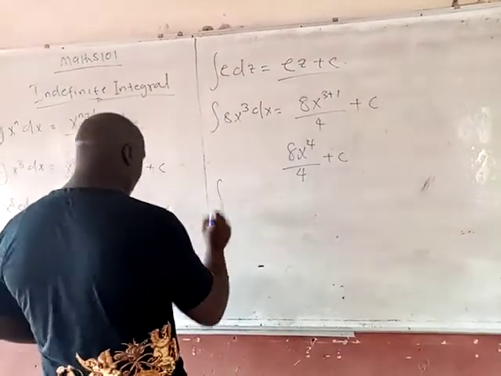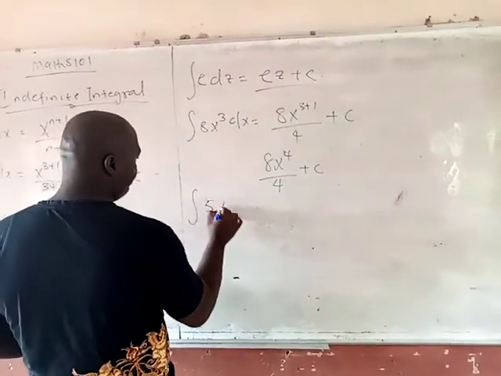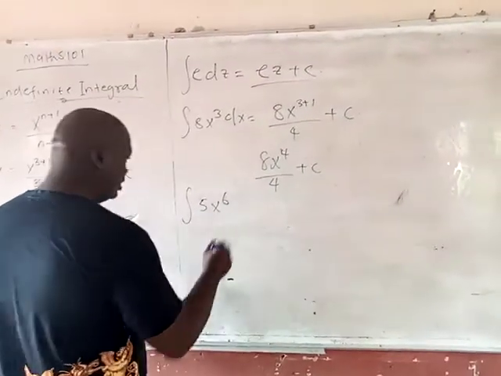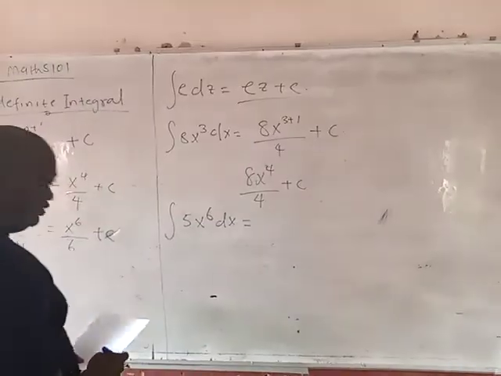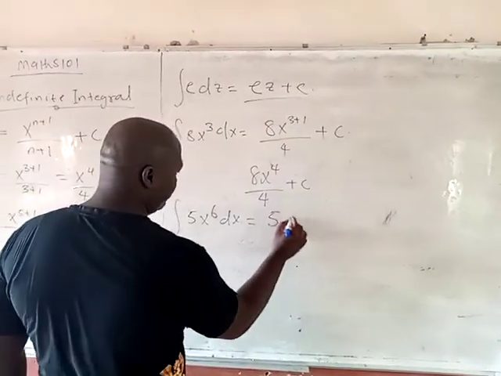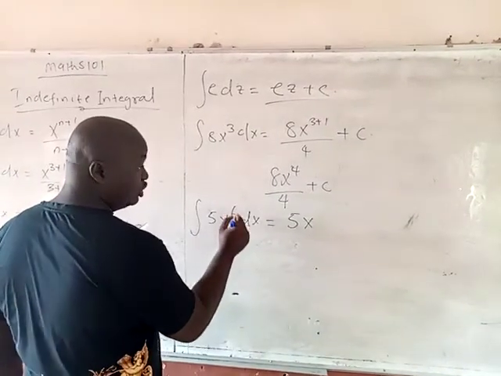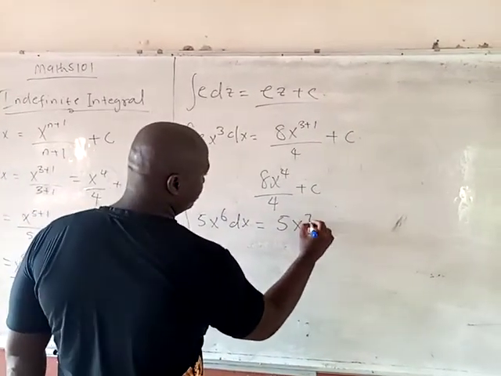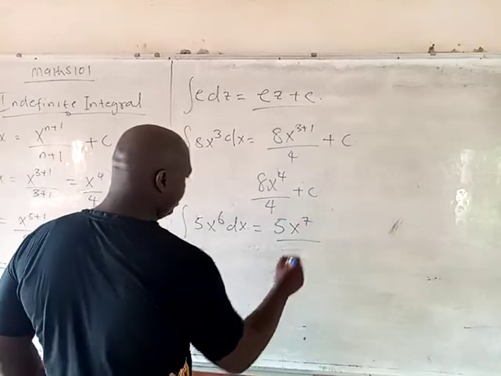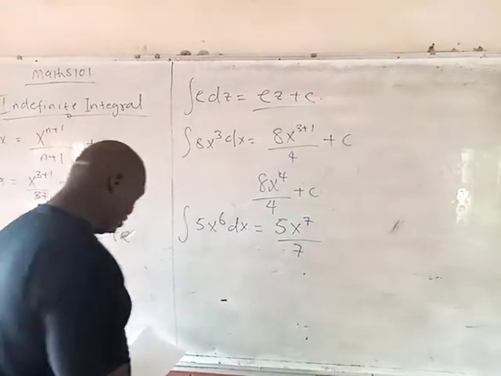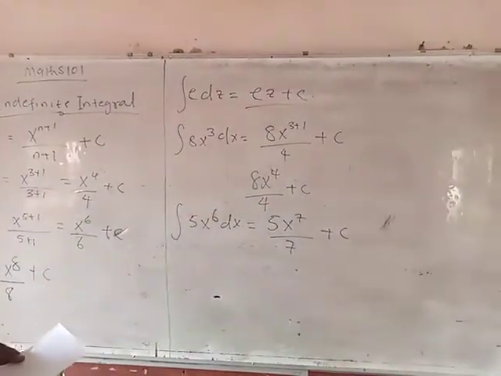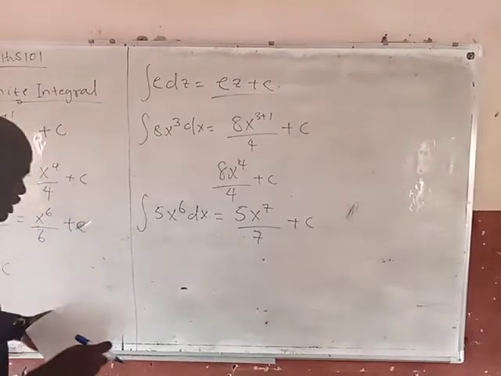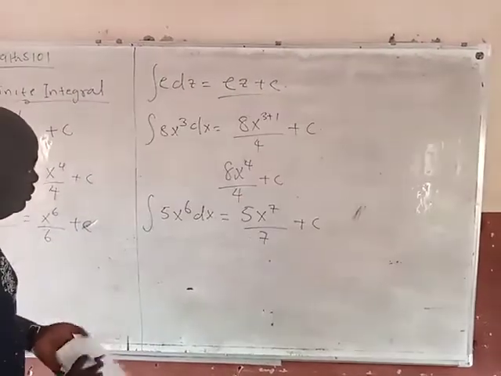So what if you have an integral of 5x raised to the power of 6 dx. So the answer to this antiderivative is what? 5x. We add 1 to the power, so this is x raised to the power of 7 divided by what? The power, which is 7. Are you with me? So you put plus c. So you could see that all these things are not that difficult.